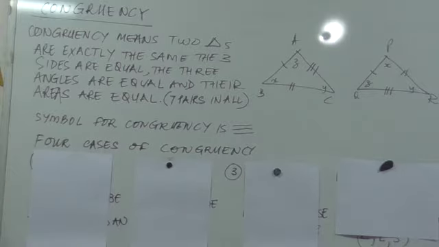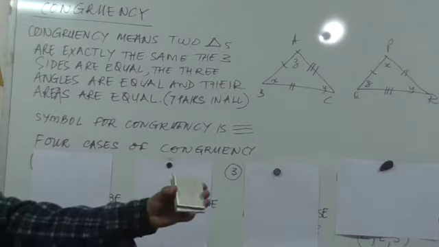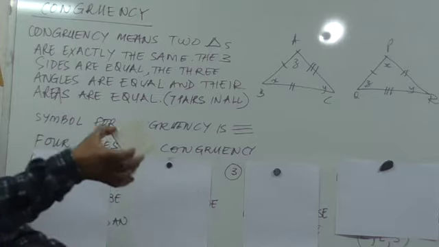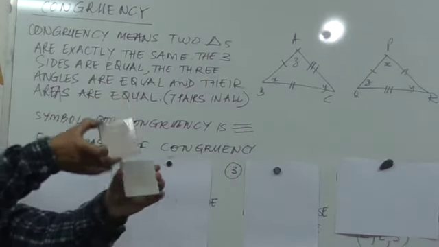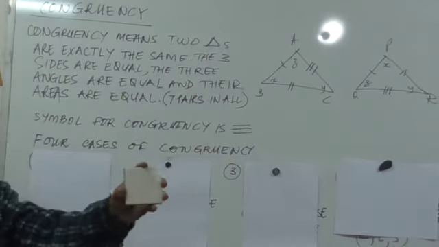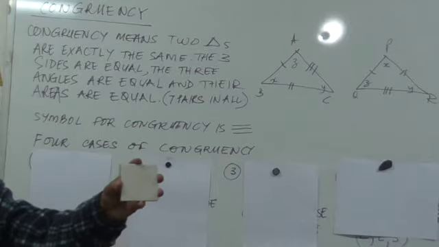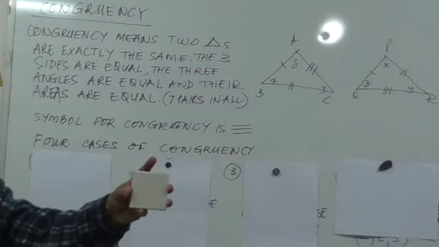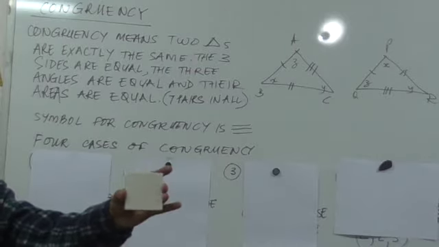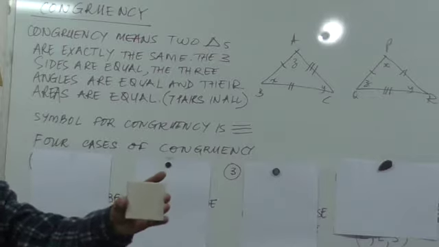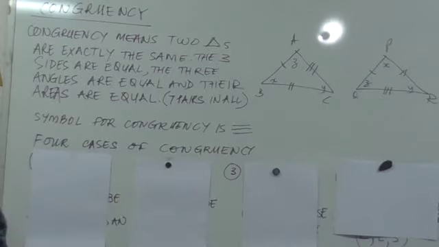So let's take another example. We have two tiles here. If we compare them, they're exactly the same size. So that's the meaning of congruency. They're exactly the same size. Their sides are the same, and their angles are the same when you compare them.